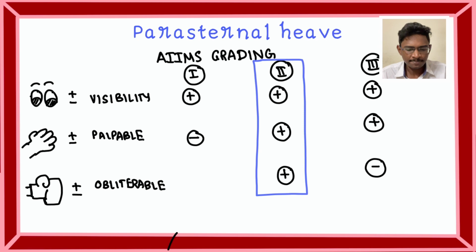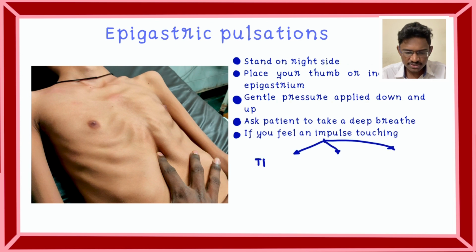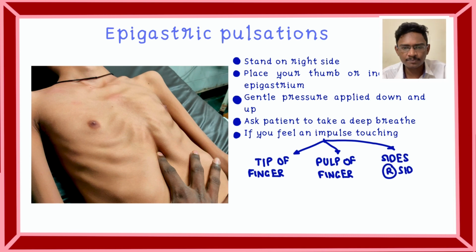Next, the epigastric pulsations. For this, stand on the right side of the patient, place your index finger in the epigastric region, and apply gentle pressure down and up so that you hit the tip of the right ventricle.